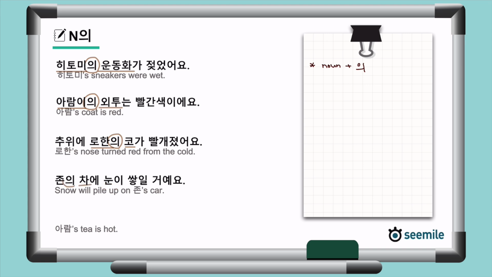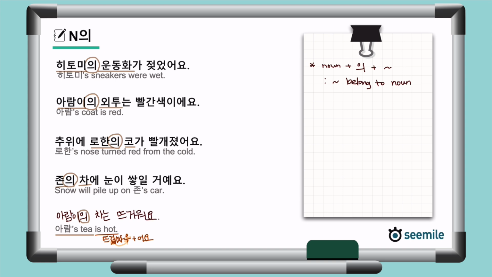Yes, it's John's. Right. This particle 의 is used to indicate that the word following it is owned by or belongs to the noun preceding it. Then, keeping in mind that to be hot in Korean is 뜨겁다, how would you say 아람's tea is hot? 아람이의 차는 뜨거워요. Good job!